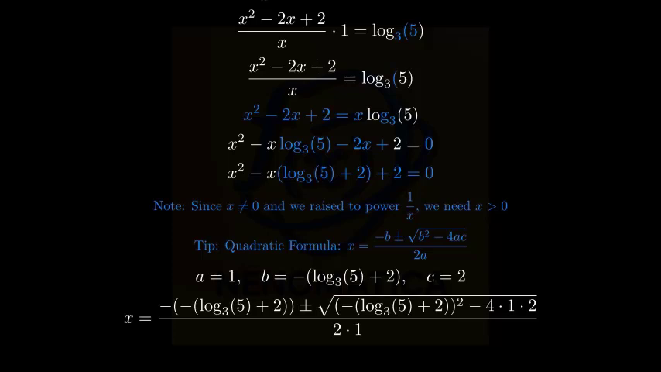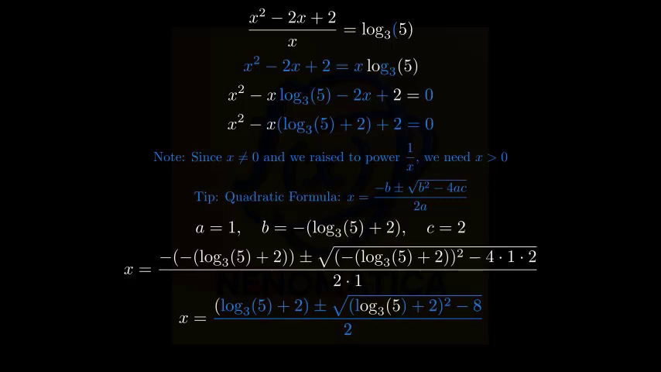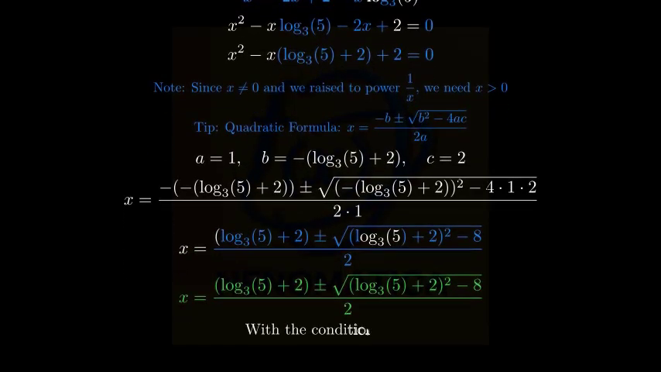Here, a equals 1, b equals negative log base 3 of 5 minus 2, and c equals 2. We can simplify negative of negative log base 3 of 5 plus 2 to just log base 3 of 5 plus 2. And since a equals 1, we can simplify the denominator to just 2. Therefore, the solutions to our original equation are x equals log base 3 of 5 plus 2 plus or minus the square root of log base 3 of 5 plus 2 quantity squared minus 8, all divided by 2.